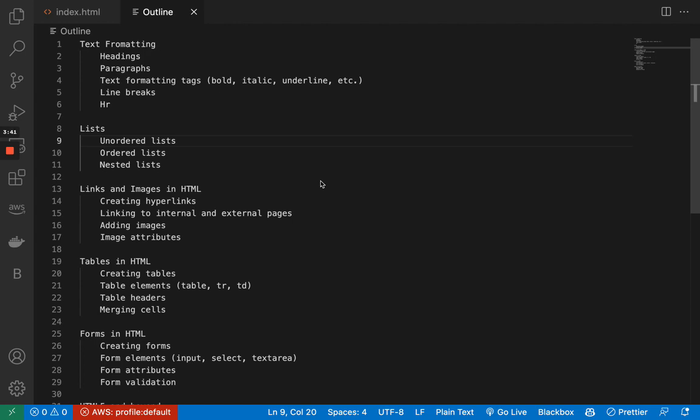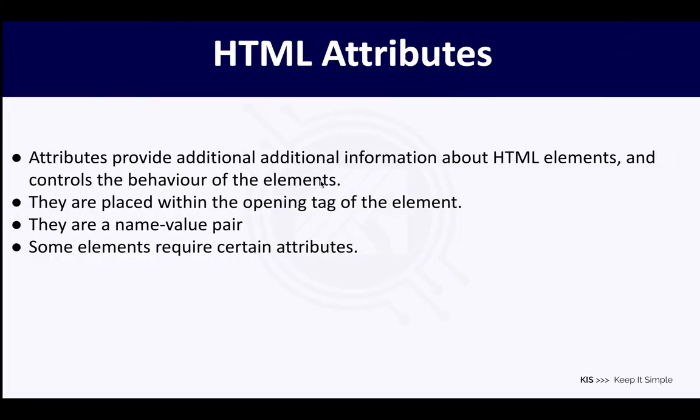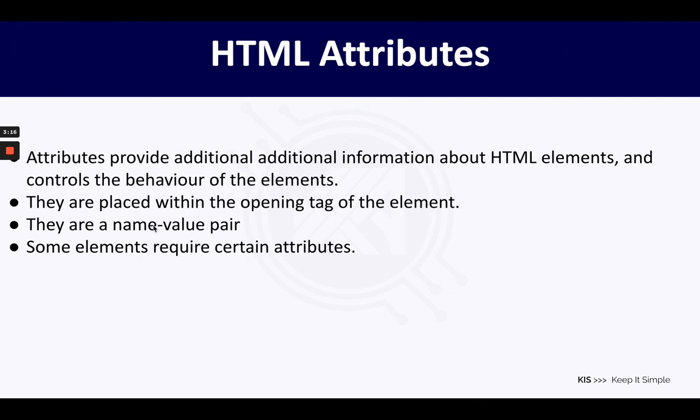Now, but before we talk about links and images, we want to talk about something that we've been able to get by without up to now. And we were able to do that because the elements we've talked about so far do not really require it, and that is attributes. Right, now attributes provide additional information about HTML elements, and they also control the behavior of these elements. Now we place attributes within the opening tag of the element, and they are basically a name value pair.